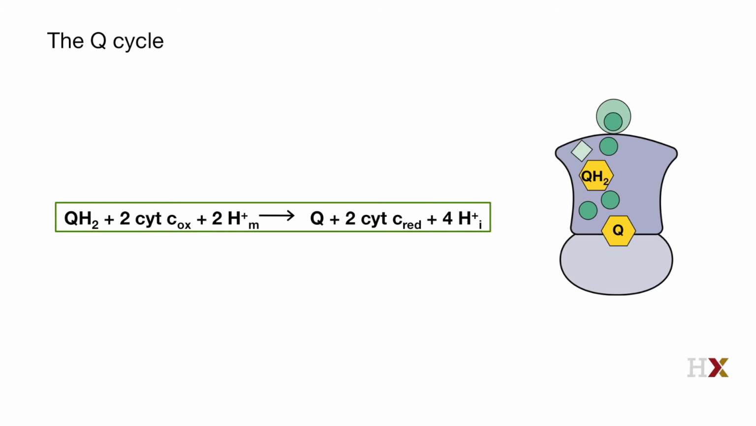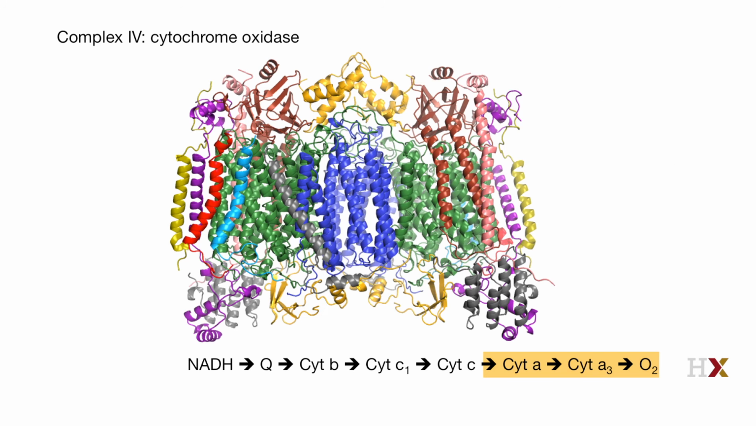So overall, only one molecule of fully reduced coenzyme Q, QH2, gets consumed, 2 cytochrome C get reduced, and 4 protons are transferred across the membrane. What is now the structure and the function of complex 4? Well, complex 4 will transfer electrons from reduced cytochrome C to the final electron acceptor, oxygen, to form water.